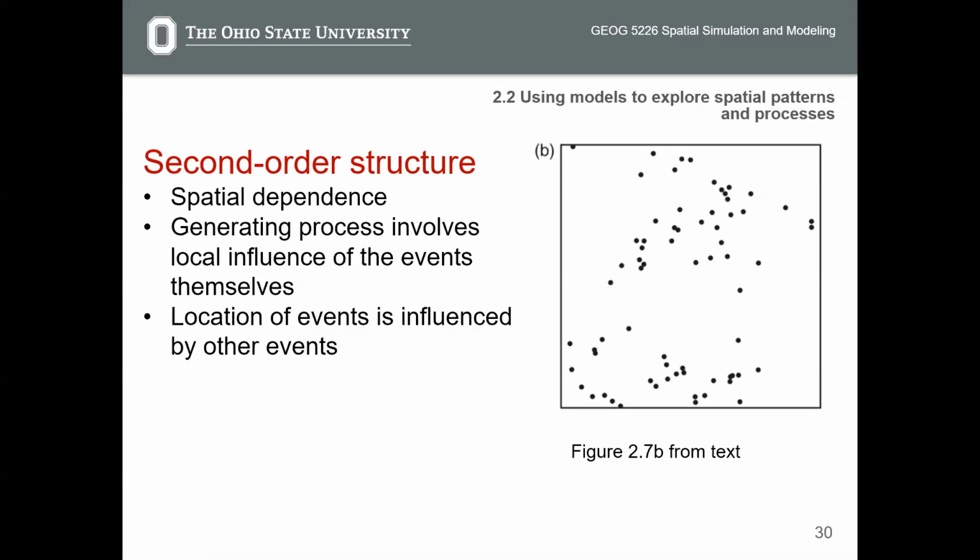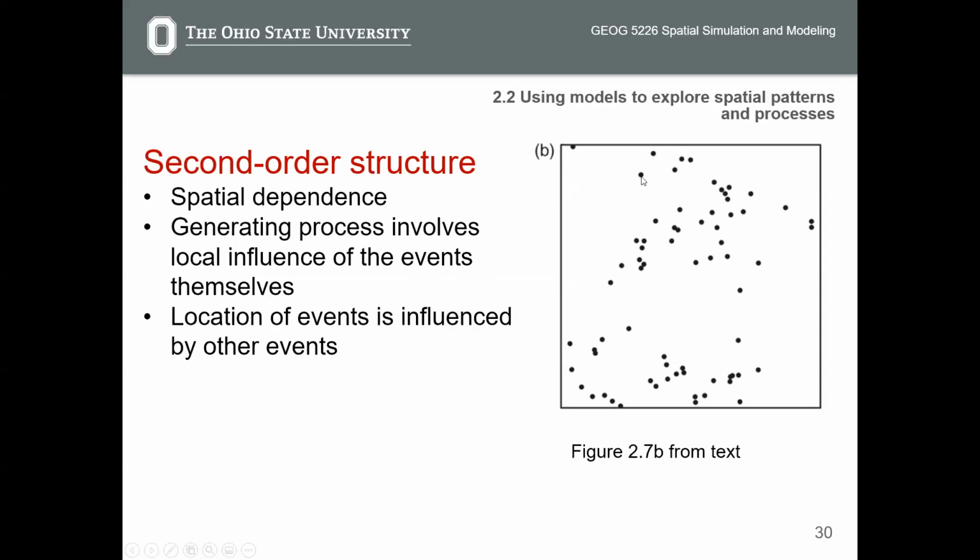Okay, in first order, that is something that does not exist. All those dots, their locations are independent from each other, but here it involves local influence of the events themselves, which means that, okay, let's just define a local area like this, generally like this. Within this neighborhood or local range, all those dots affect each other in terms of locations. Location of events is influenced by other events.